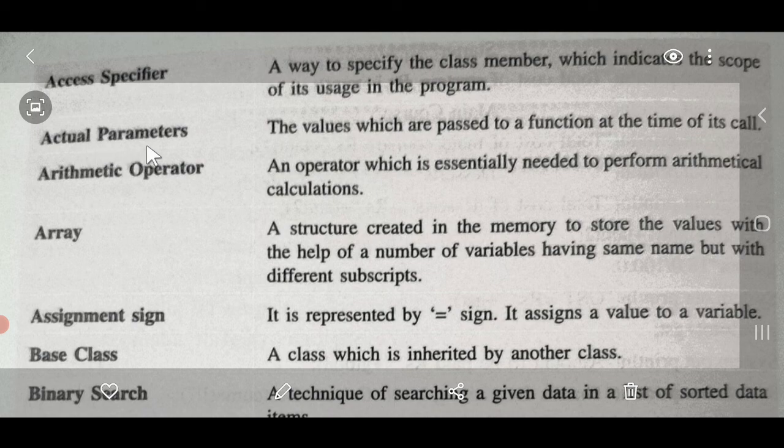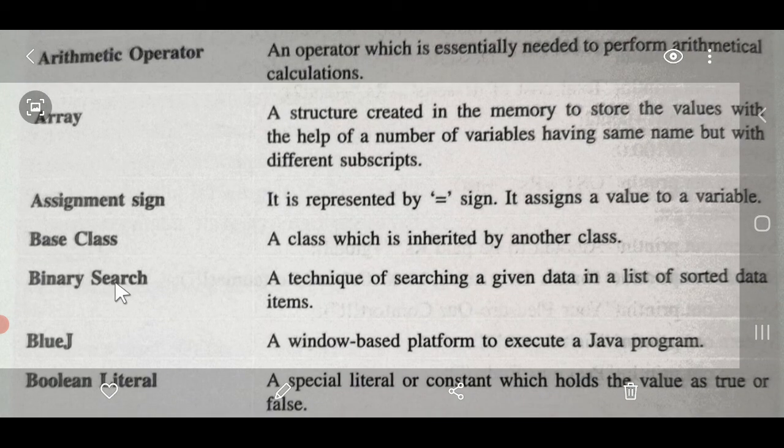Then actual parameters: the values which are passed to a function at the time of its call. Arithmetic operators: to perform arithmetic calculations. Array: a structure created in the memory to store values with the help of a number of variables having the same name but with different subscripts. So keep the definition simple. As I've told you, array is a group of data elements referred by one common name, right? And all the data elements of that group are of similar type, and every element of the array is stored one after the other.